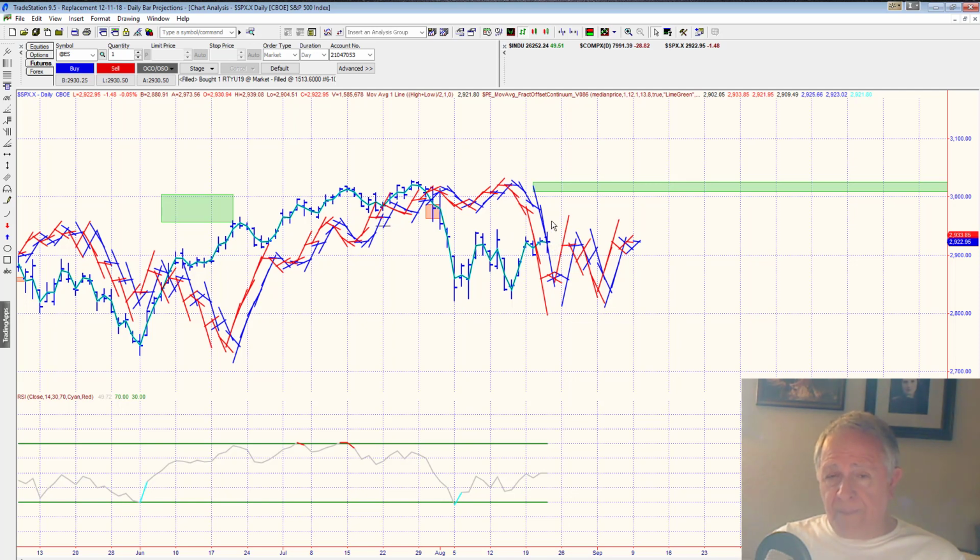So this projection, however, has been given on a preliminary basis by breaking above the red line and has been confirmed by breaking above the blue line. And those are the numbers again, 3,877 to 3024.95. That's it for now.